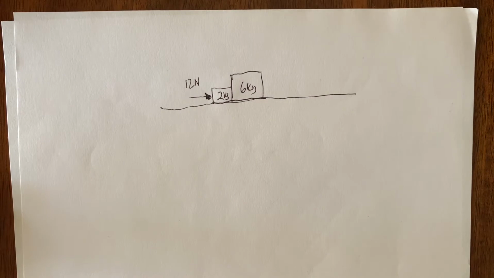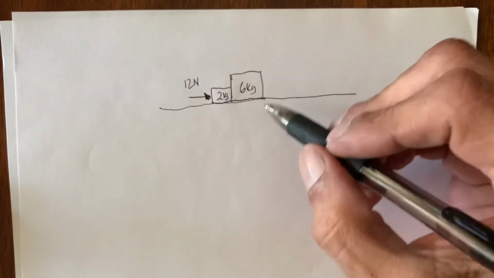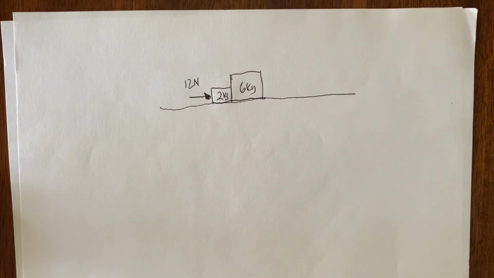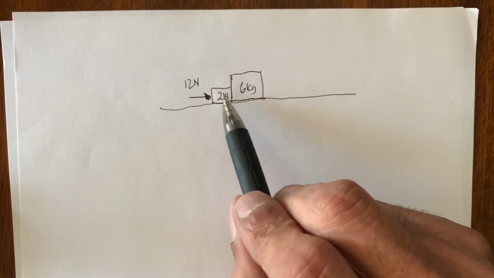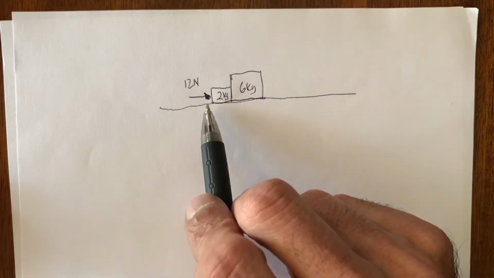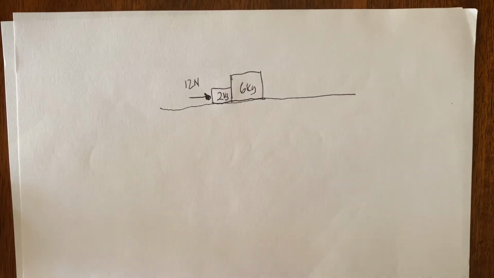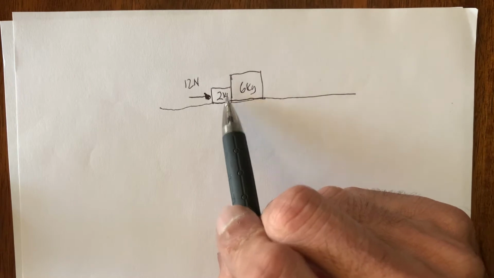And so we treat these together as a single object. The question is, what is the force that this guy applies on that guy? What would that force be? We know we're applying 12 newtons here, and we know this thing is going to accelerate. But what we're asking for is the force between these two guys.